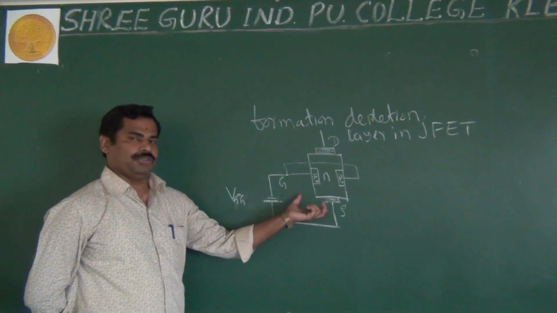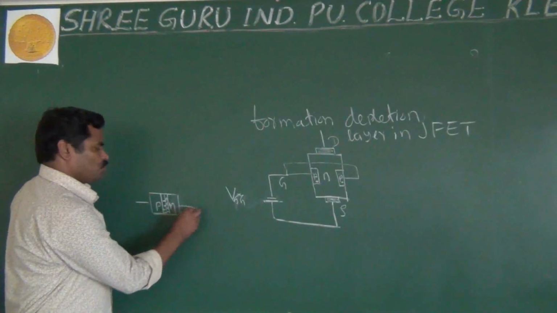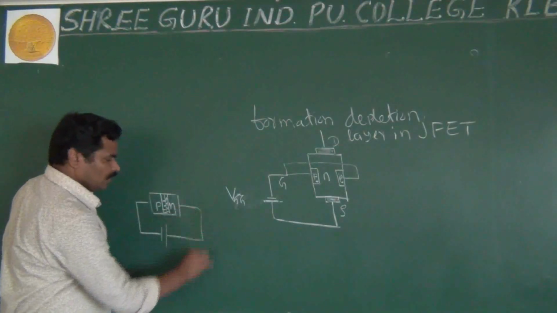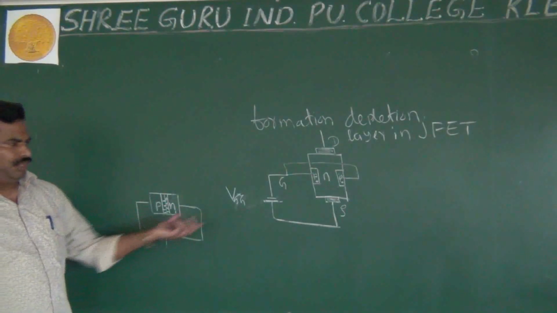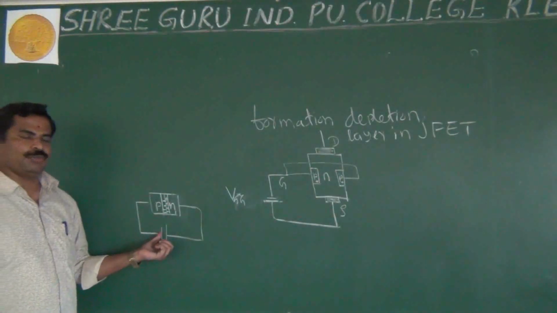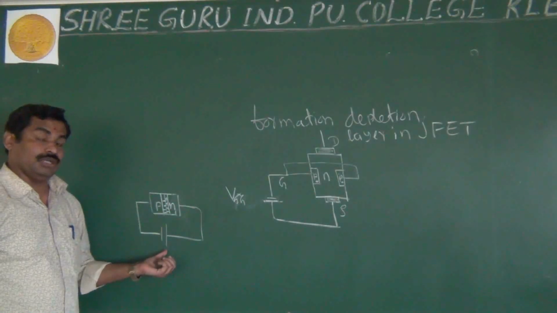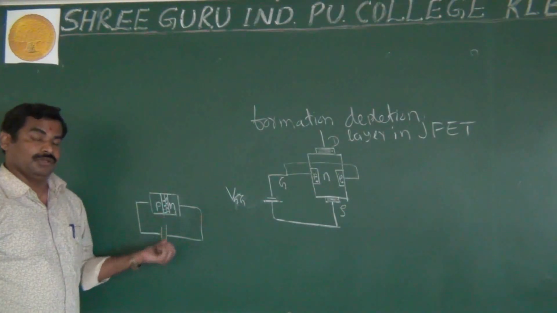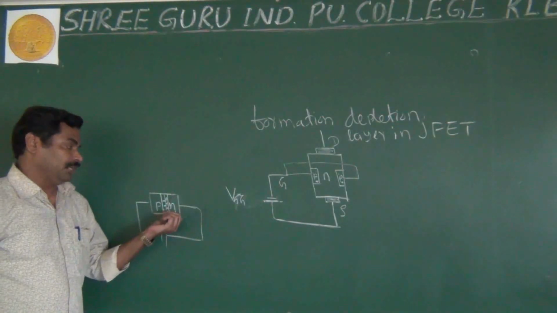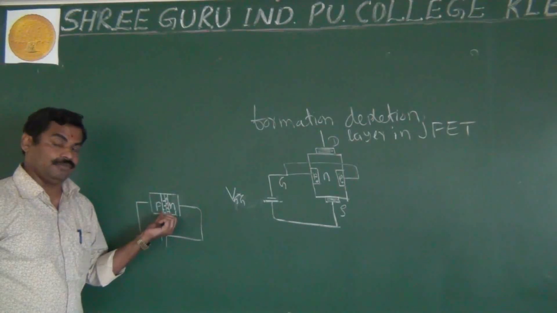Whenever you form the junction, what happens? The depletion layer forms. And also as we know already, if you apply the reverse bias on the diode, here also we are using two diodes. And if you apply the reverse bias to the diodes, what happens? Because the reverse bias supports the depletion layer. It means the depletion layer is increasing. The depletion layer is widening.